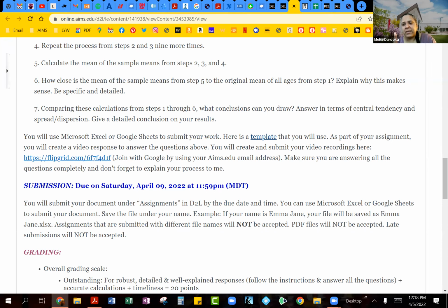So if you're going to be working in Excel, guys, download your file first and then start doing the calculations.